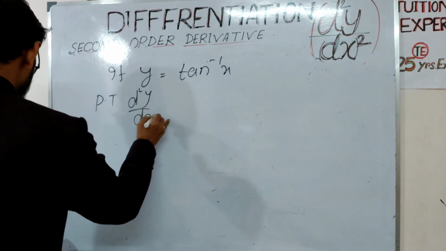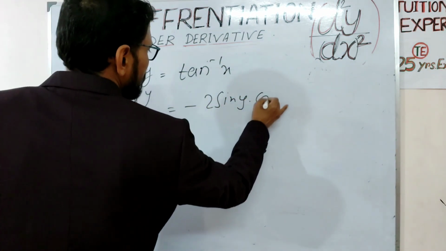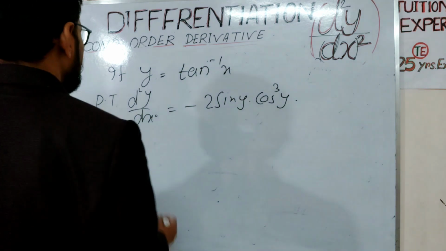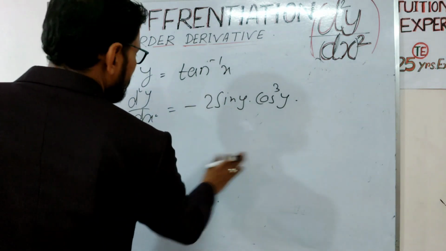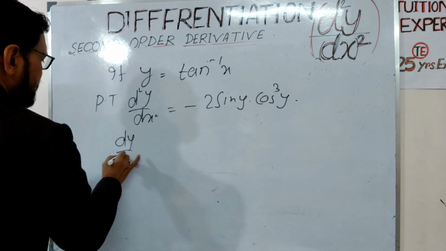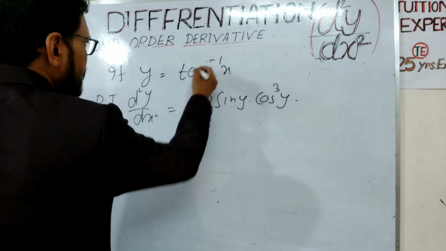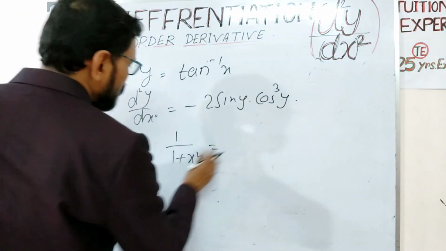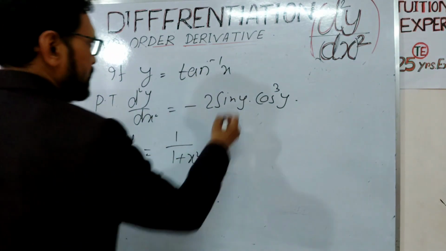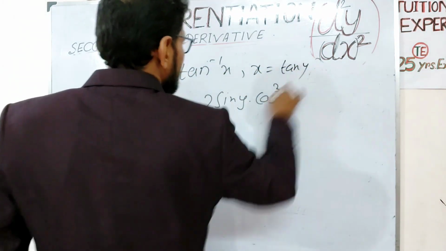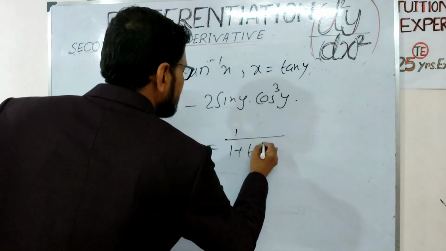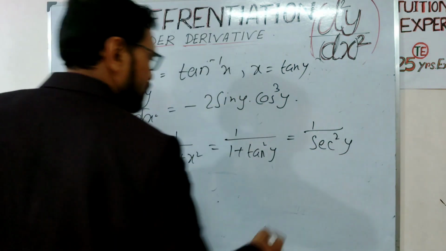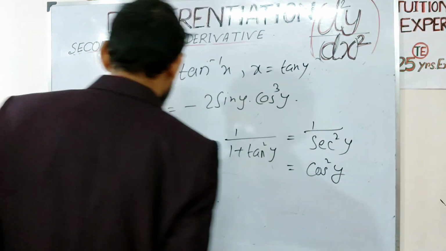Prove that d2y by dx square equals minus 2 sin y cos cube y. If y equals tan inverse x, then prove that d2y by dx square equals this. So first we have to differentiate y with respect to x. dy by dx equals what? The derivative of tan inverse x is 1 by 1 plus x square. Now the proof is in terms of y, so we have to express this in terms of y. Now y equals tan inverse x means x equals tan y. So we put tan square y, so 1 by 1 plus tan square y is 1 by sec square y, which is equal to cos square y. So dy by dx equals cos square y.